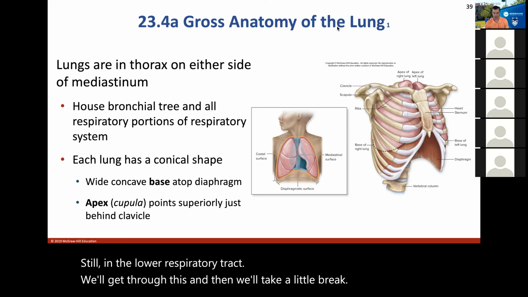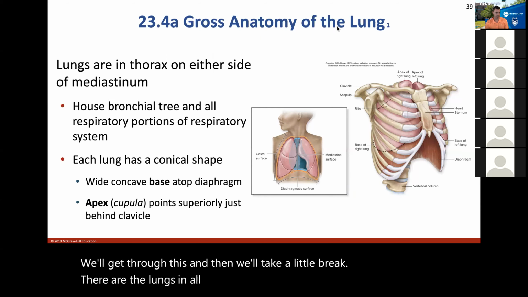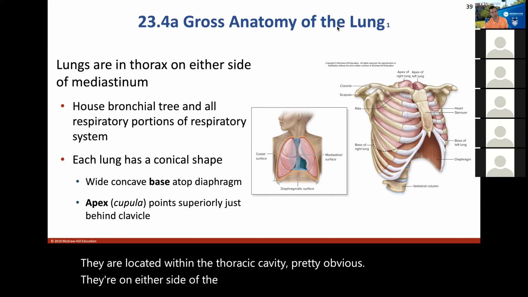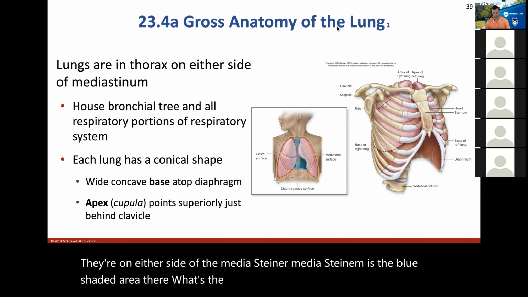There are the lungs in all their magnificent glory. They are located within the thoracic cavity. Pretty obvious. They're on either side of the mediastinum. Mediastinum is the blue shaded area there. What's the mediastinum? It's where the heart sits, right?